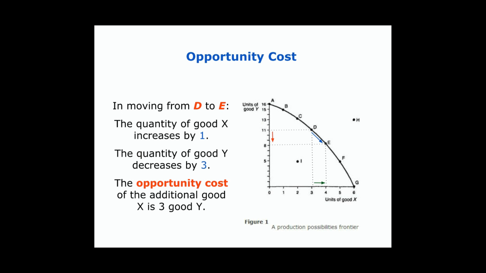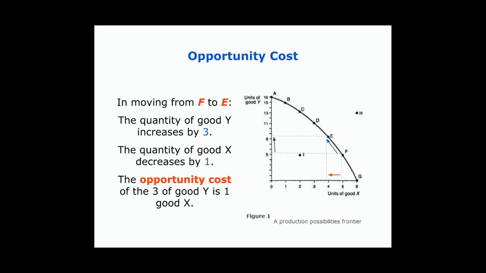We can see here if we're at point D and we're going to move to point E, we're making a choice to move from point D to point E. In that case, we gain one good X and we lose 3 good Y. So the opportunity cost of an additional good X is 3 good Y.